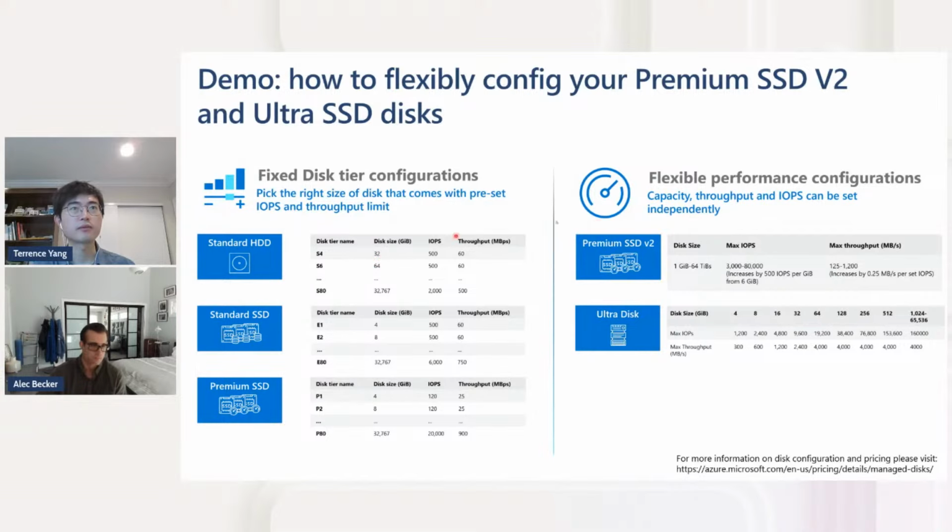And for Premium SSD v2 and Ultra disks, these two types of disk, the user has the flexibility to configure the performance individually, which means they don't have to stick with one size at fixed IOPS and throughput. The user can pick them separately. Here, the chart only shows the maximum a user can configure within a certain amount of capacity. So let's quickly go to a demo. I will show you better how to understand the scenarios here.